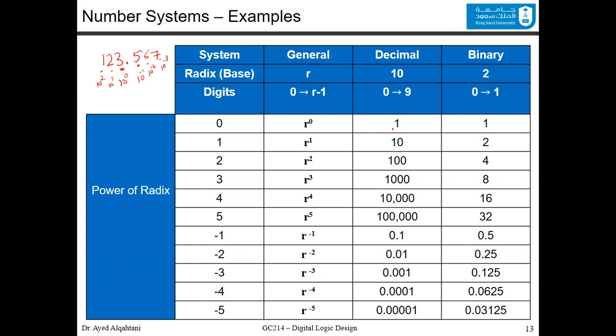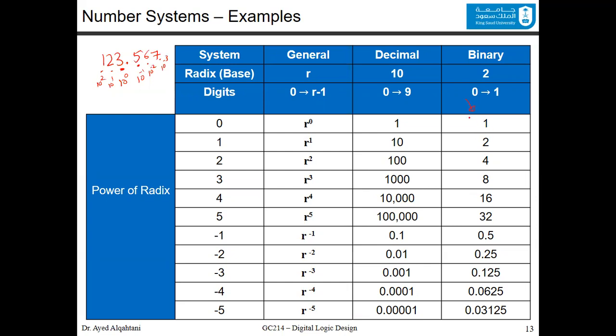So now this is like more numbers. We have 1, 10, 100, 1,000, 10,000, and 100,000, going from 10 to the power of 0 up to 10 to the power of 5. Also, in the negative powers, 10 to the power of minus 1 is 0.1. Minus 2 is 0.01. Minus 3 is 0.001, and so on, until you have 10 to the power of minus 5, which is 0.00001.